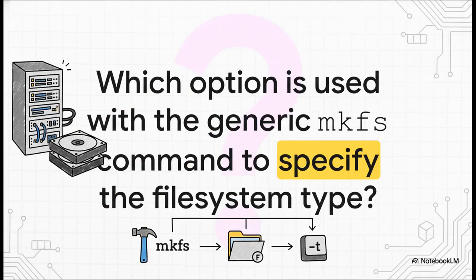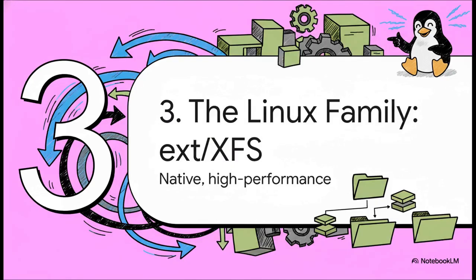All right, let's see if that's stuck. If you're using that generic MKFS command, which option do you use to tell it what kind of file system you want to create? Yep, you got it. It's the -t option. All right, we've got the tool, MKFS. Now let's talk about what we can build with it. We're going to start with the file systems that were made by Linux for Linux. These are the powerful workhorses you'll be using for your main system partitions, primarily the ext family and XFS.